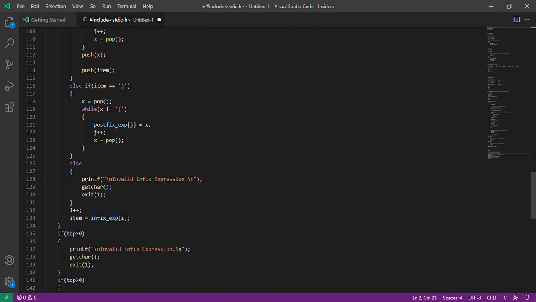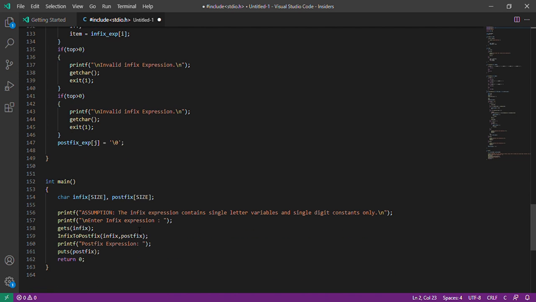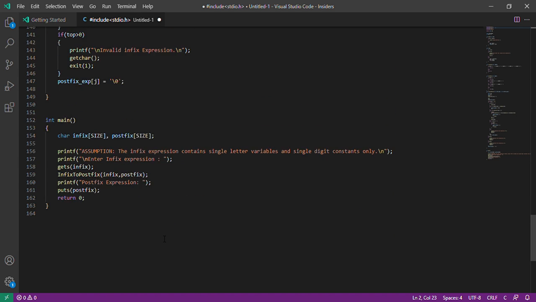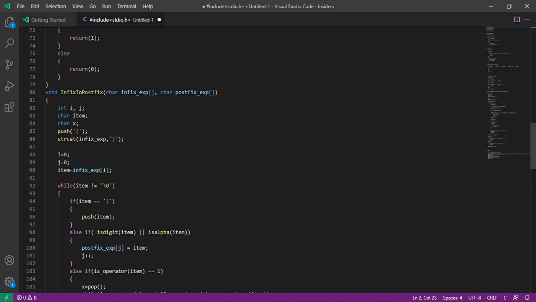Next, void infix to postfix. Void infix to postfix takes the infix expression and produces the postfix expression. Then next, initialize the stack before the loop. Then next, while loop runs till the end of the infix expression.